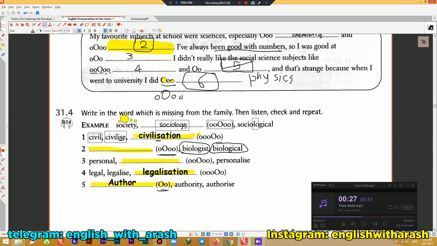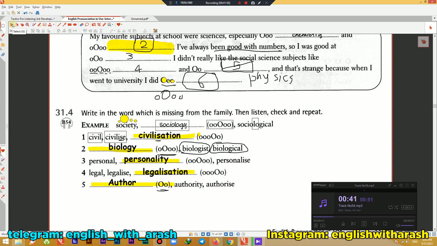Personal. Da da da da da. Personality, I think. Yes, personality. Da da da da da. And this one, you didn't find it? Yeah, Lale wrote it. Exactly, biology. Da da da da. Biology. You want to check your answers? Let's listen.